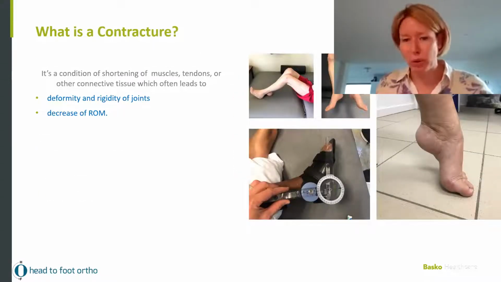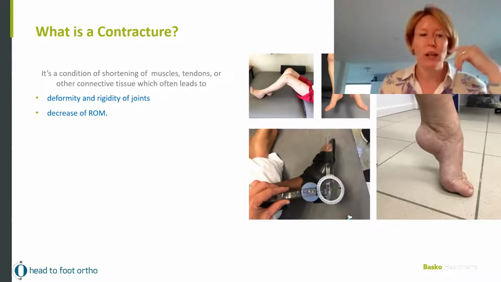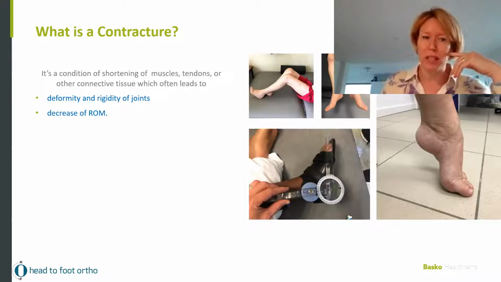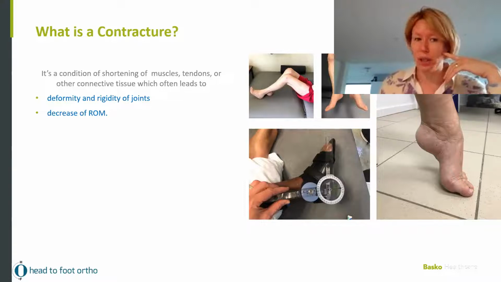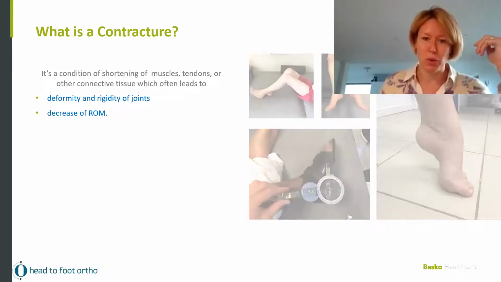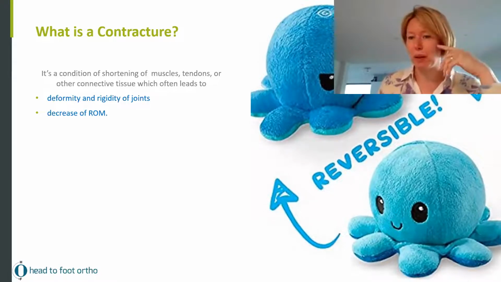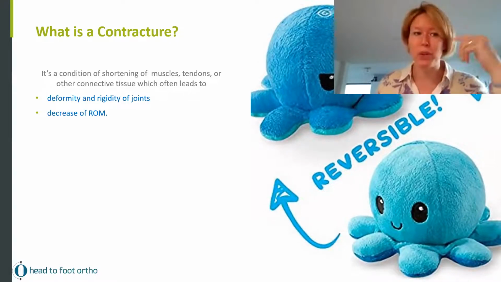Well, we all know what a contracture is, of course. It's a condition of shortening of muscles, tendons, and or other connective tissue, which often leads to deformity and rigidity of joints. Eventually, that will lead to a decrease of range of motion. And if we look really close to it, we'll also see that there is less strength in those muscles. But we do have good news. We will talk about the possibility that it can be reversible.